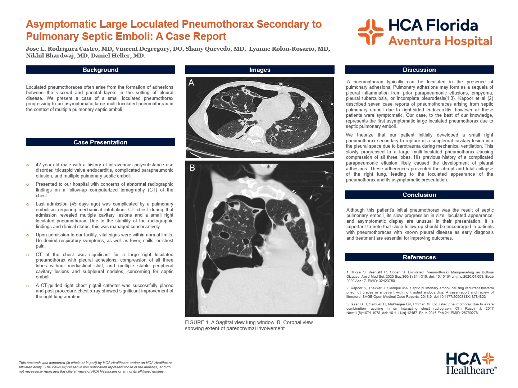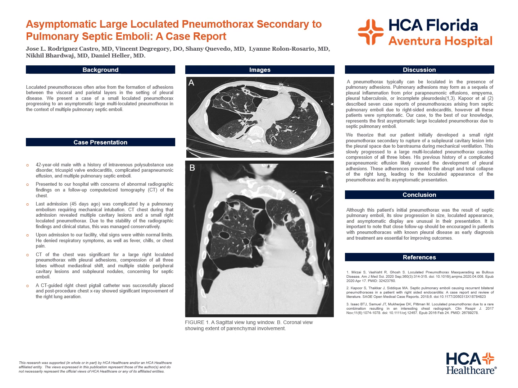Now I'm presenting my case report titled Asymptomatic Large Loculated Pneumothorax Secondary to Pulmonary Septic Emboli, a case report. Loculated pneumothoraces often arise from the formation of adhesions between the visceral and parietal layers in the setting of pleural disease. We are presenting a case of a small loculated pneumothorax progressing to an asymptomatic large multi-loculated pneumothorax in the context of multiple pulmonary septic emboli.